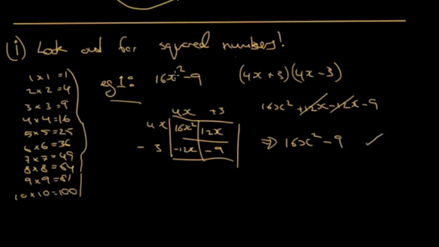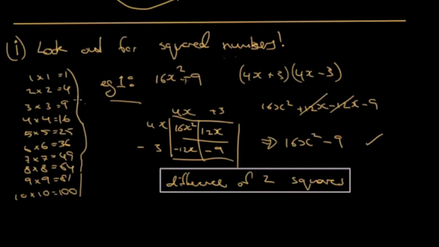So whenever we see a quadratic like this, with no b term and with our squared numbers, we call this the difference of two squares. You can see that this is one of our squares, this is our other square, and this is the difference. We've got a positive and a negative. So that's our example 1.